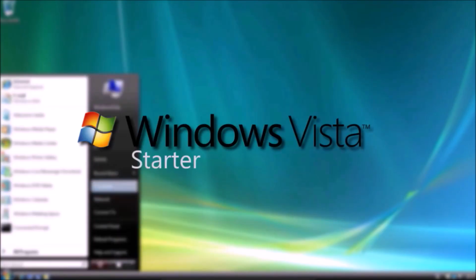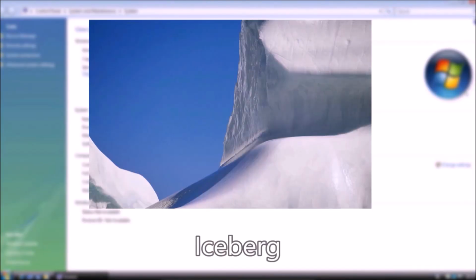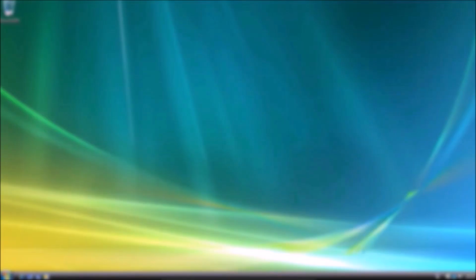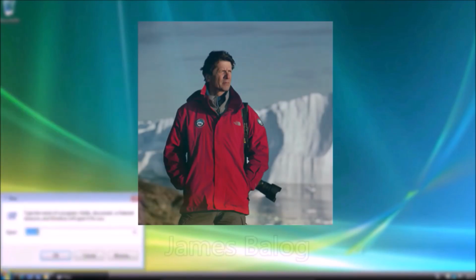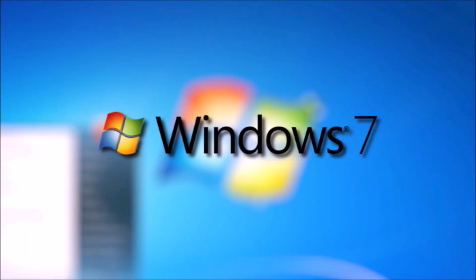Surprisingly, in Vista Starter Edition, one of the 2 images, or specifically the so-called Iceberg, originates from National Geographic. It was made by the duo John Eastcott and Ivan Monadiak in an unknown location. The second image, that is in Starter Edition, depicts a snowy mountain. It was created by another National Geographic photographer, James Bailey, somewhere in the Columbia Mountains in Canada. Those were all the winter wallpapers in Vista, so let's go on with Windows 7.